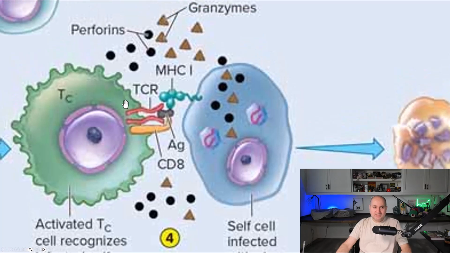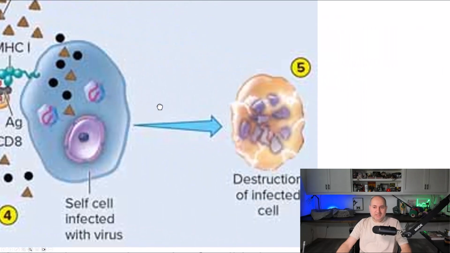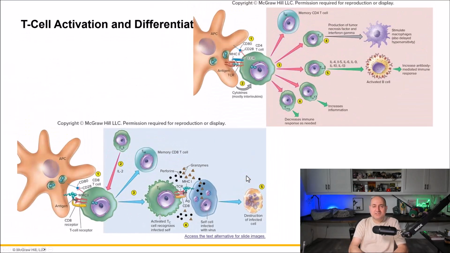And do you remember they can then release these enzymes called granzymes, as well as these perforins, which perforate the membrane of your cell, and the granzymes trigger apoptosis, programmed cell death, and that leads to the destruction of the infected cell. And hopefully at this point you have a good global understanding of what, again, the helper T cells do. Those are the CD4s. The cytotoxic T cells do. Those are the CD8s. And what the B cells do, right?